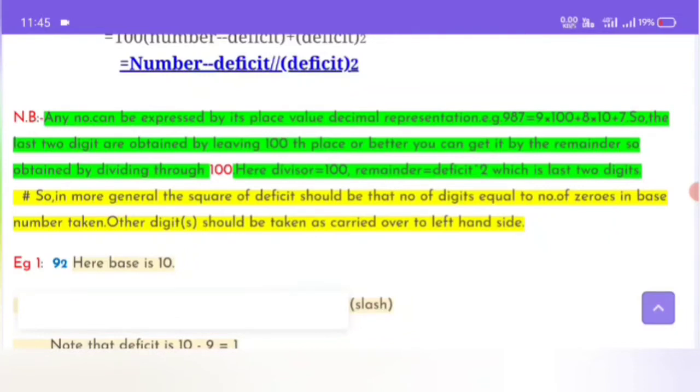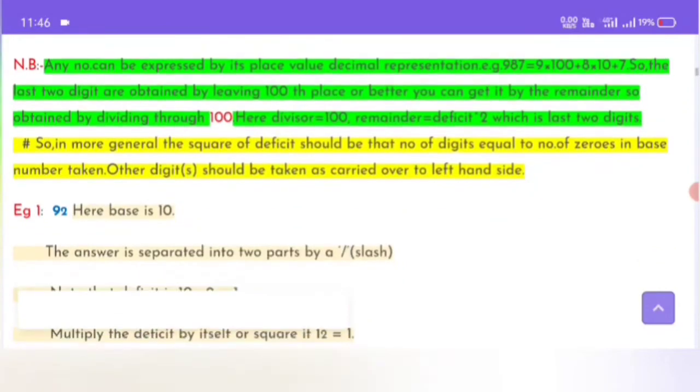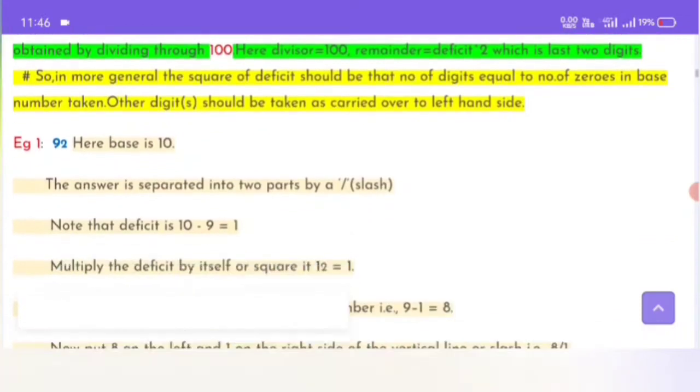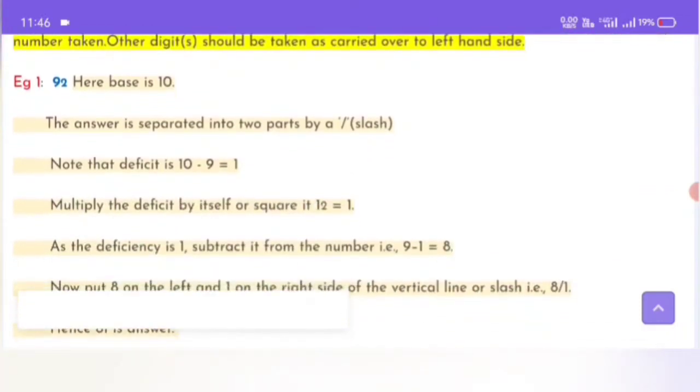So here in this case, 100 is the base, so the square of the deficit should be in 2 digits. Other digits should be taken as carried over to the left hand side. For an example, let us see. We have to find 9 square.